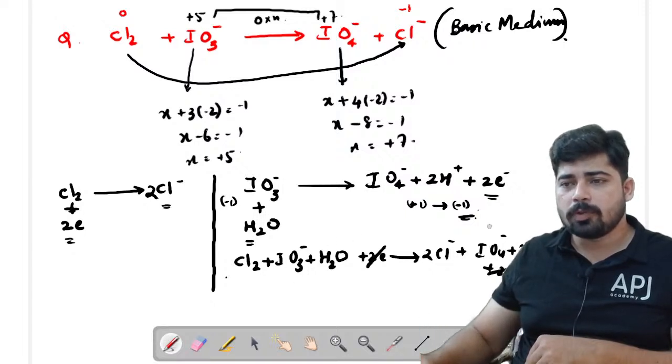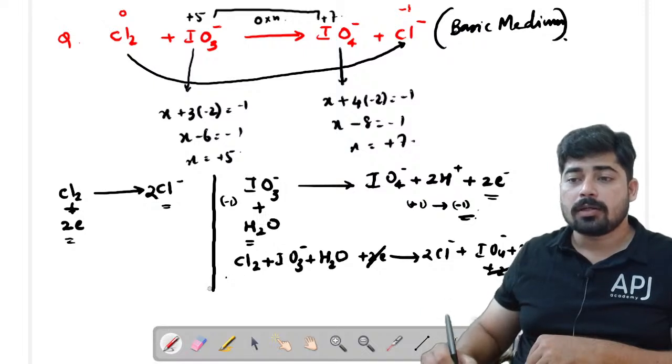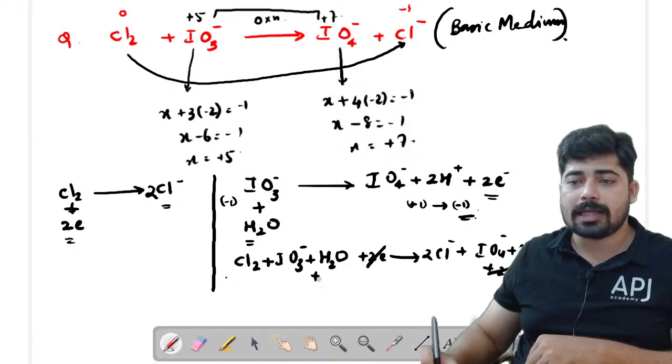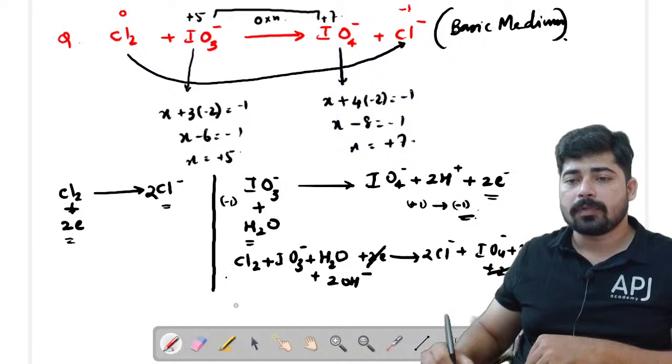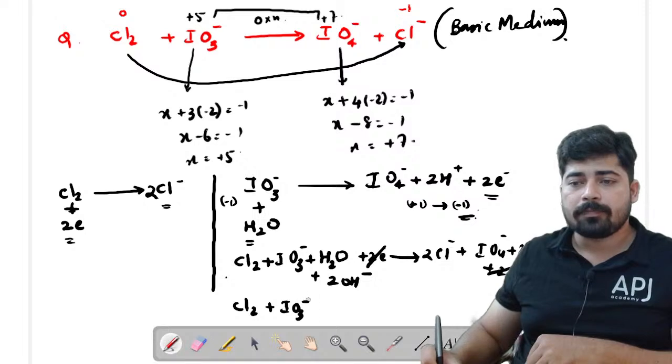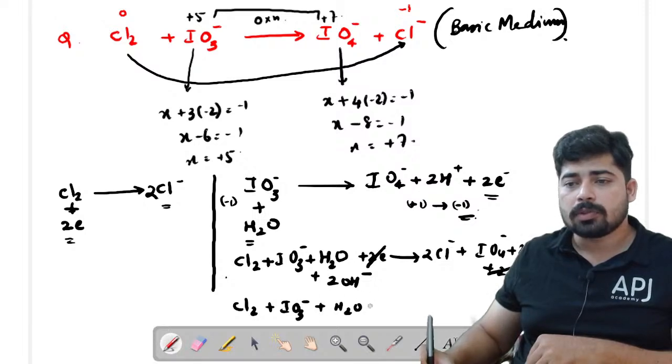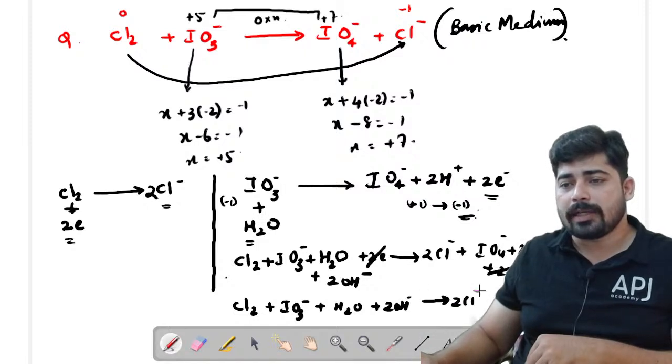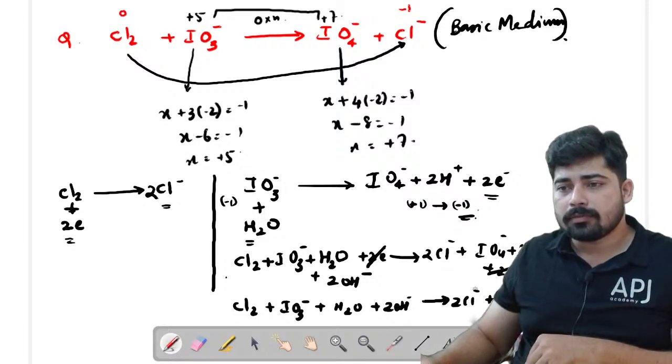Now what you have to do? We have 2H+ here, so add 2 OH- in order to convert them into what? Basic medium. So how much OH- you have added on the RHS, you have to do the same on the LHS. 2 OH- here. So we will get the final answer as Cl2 plus IO3- plus H2O plus 2 OH-, giving 2Cl- plus IO4- plus 2H2O.